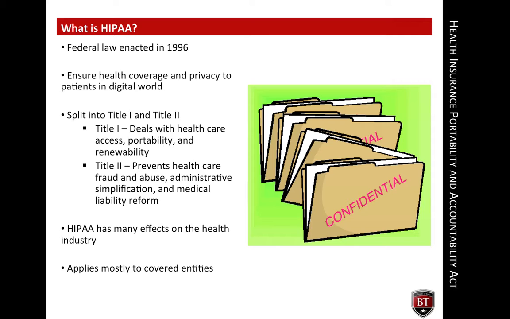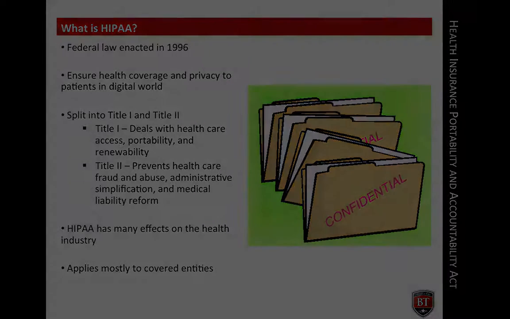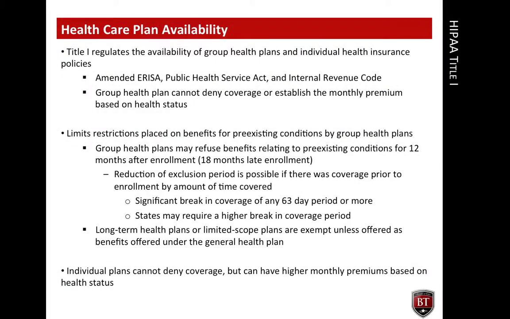HIPAA has many effects on the healthcare and insurance industry and applies mostly to covered entities such as medical providers, health insurers, or healthcare clearinghouses, but we will focus primarily on the key points of HIPAA and its effect on employers. Title I of the Health Insurance Portability and Accountability Act regulates the availability of group health plans and individual health insurance policies. It amends the Employee Retirement Income Security Act, the Public Health Service Act, and the Internal Revenue Code.